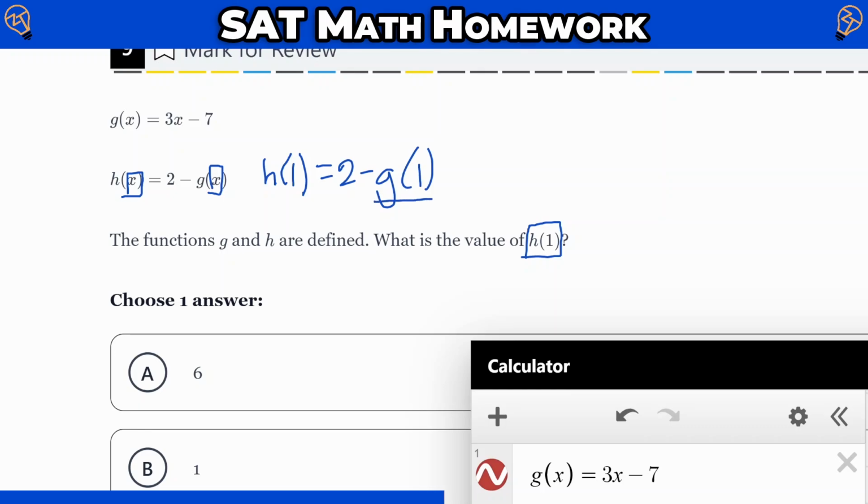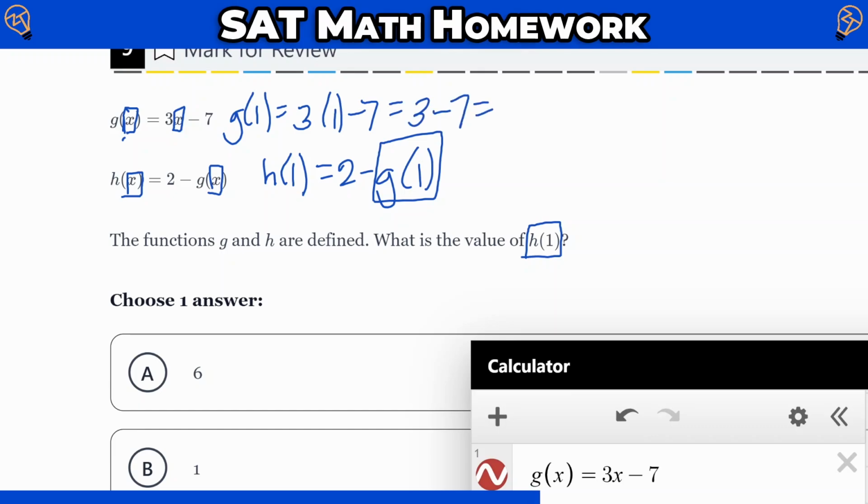Now here we have to do g of 1. So what does that mean? Well, that means in function g, wherever there's an x, we're going to go ahead and replace it with a 1. So g of 1 is 3 times 1 minus 7. In other words, 3 minus 7 or negative 4.